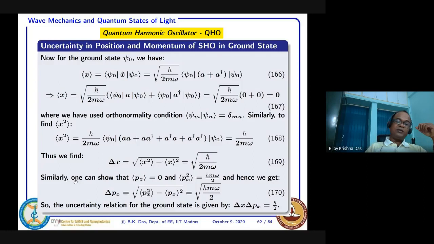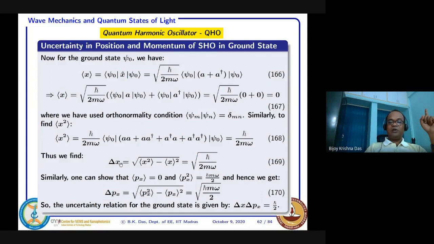Similarly, if we try to find the expectation of px and px square, we proceed the same way, because we have already defined px. The expectation of px will be 0 and px square will be h cut m omega by 2. So it is the same procedure, step by step, straightforward. Then you get delta px, the uncertainty in momentum. And of course, remember this is for the ground state only.